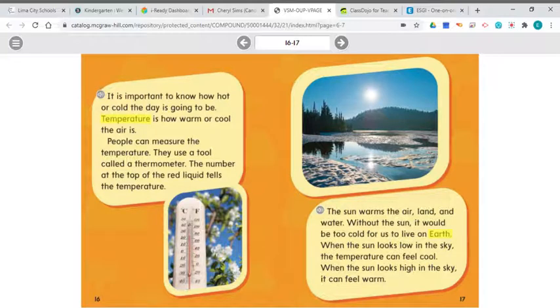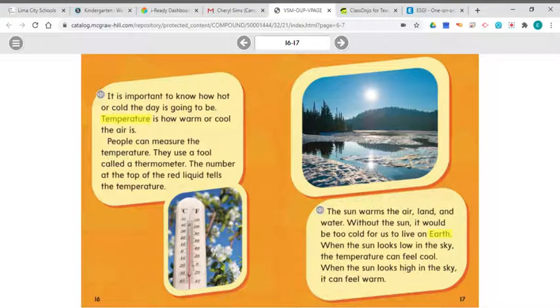It is important to know how hot or cold the day is going to be. But temperature is how warm or cold the air is. People can measure the temperature. They use a tool called the thermometer. The number at the top of the red liquid tells the temperature. Can you see the thermometer right here, that red liquid in there, the mercury?